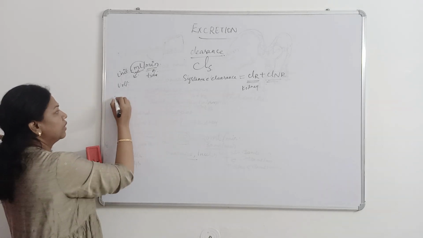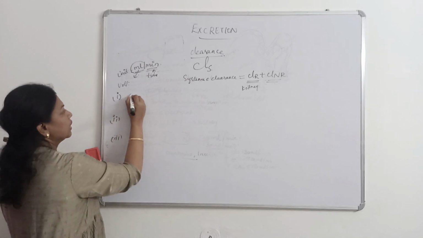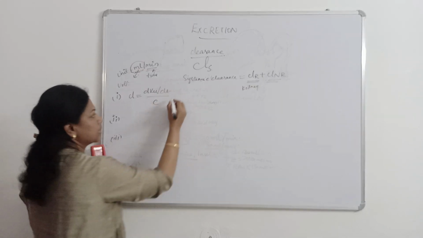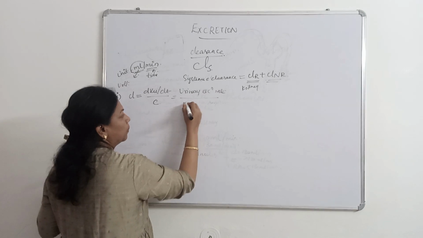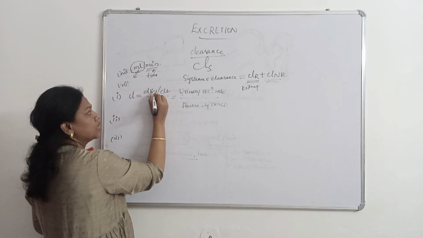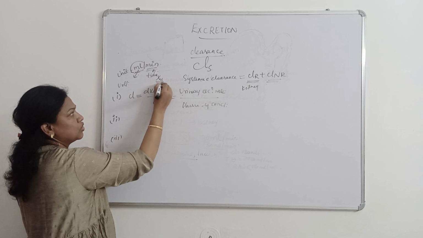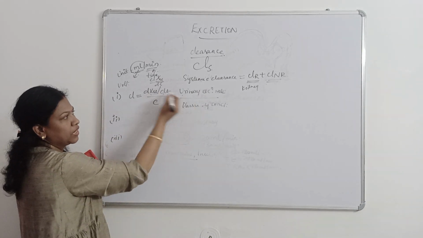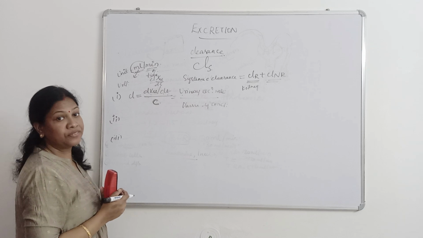Now how to define it? We have different methods of defining. Mainly 3 methods are there to define this clearance. Clearance can be defined as the ratio of urinary excretion rate to the plasma drug concentration. Notice this is the ratio of urinary excretion rate upon plasma drug concentration. Rate can be written as dx upon dt, so urinary excretion rate is written as dXu upon dt. Xu is the amount of drug that is excreted in urine. So dXu upon dt is the rate at which it is excreted in urine. So urinary excretion rate can be written as dXu upon dt, upon plasma drug concentration C. This is one method of defining this clearance.